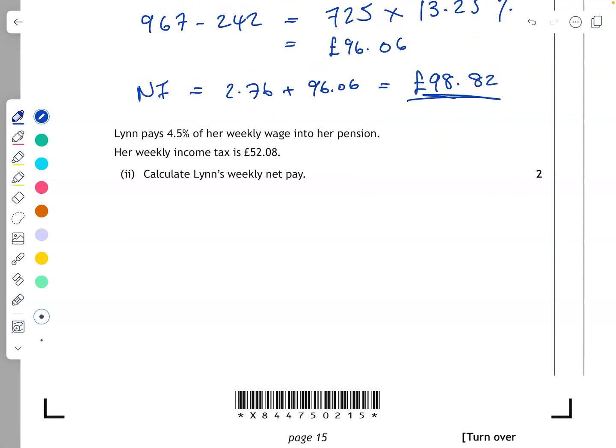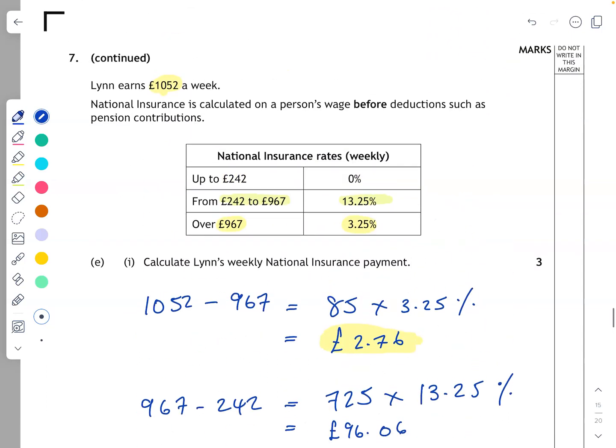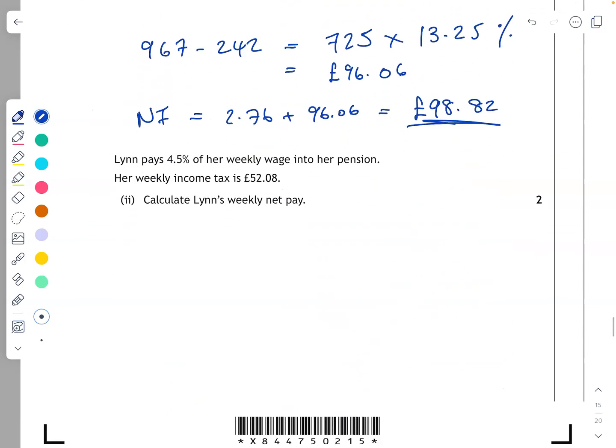Okay, so Lynn pays 4.5% of her weekly wage into a pension. Her weekly income tax is £52.08. Calculate Lynn's weekly net pay. So net pay is where we're taking deductions away from the gross weekly wage. So remember, it's 1,052. So first of all, 4.5% of a weekly wage into a pension. So that's the weekly wage before the national insurance has been taken off. So you want to do the 1,052 times the 4.5%. That comes to £47.34. So that there is the pension.